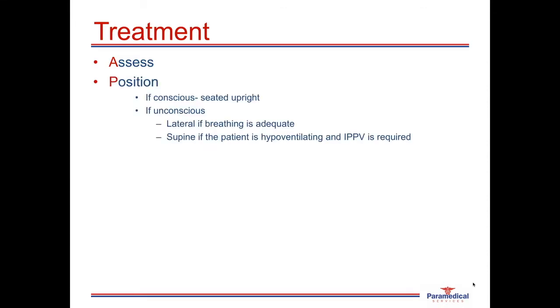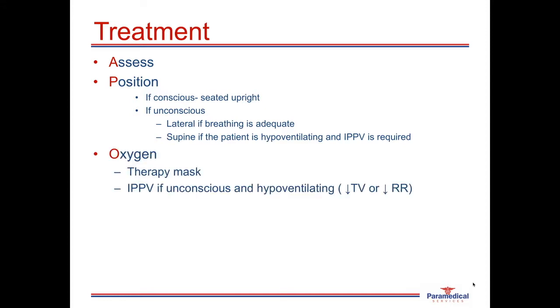After assessing the patient, then position the patient in the most comfortable position for them. So if they're conscious, we want them seated and upright so that we help to expand that thoracic cavity and hopefully make breathing easier for them. But if the patient is unconscious and breathing adequately, we can have them in the lateral or the recovery position. However, if they're not breathing adequately, so they're hypoventilating, then we can have them in the supine position, and that's where we'll provide IPPV and ventilate them using a bag valve mask.